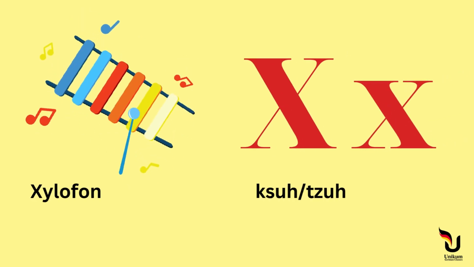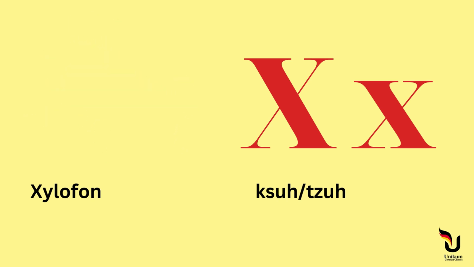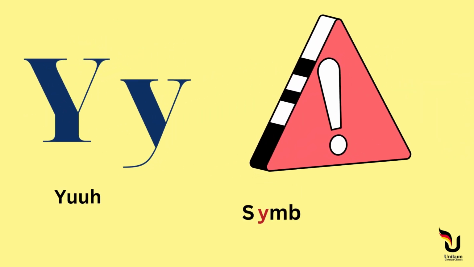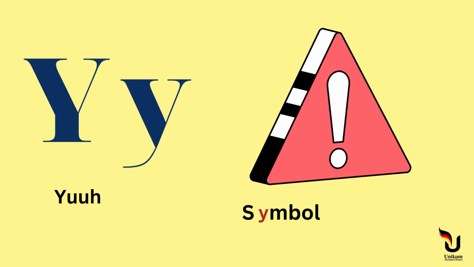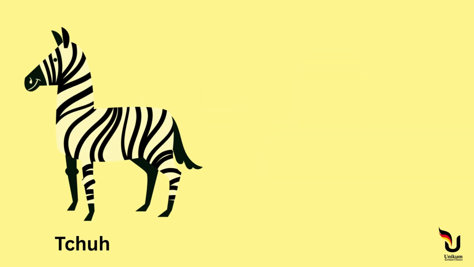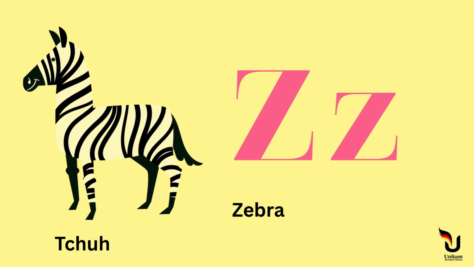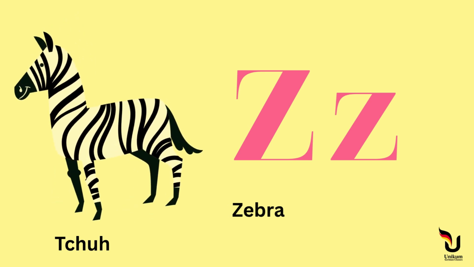X has two pronunciations, X or Ts. So the word is pronounced as Xylophon. Y is pronounced as U. So the word is pronounced as Symbol. Z has the pronunciation Z. So the word is pronounced as Zebra.